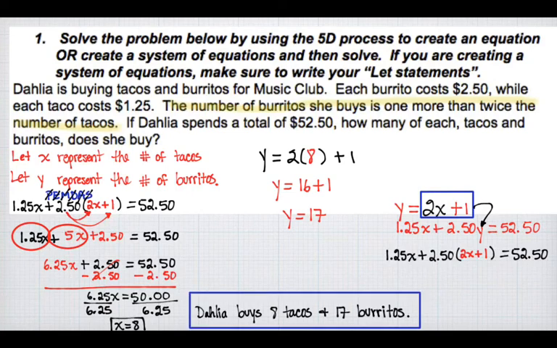And there it is. This is how I solved using a system of equations. My system of equations is right here, y equals 2x plus 1, and 1.25x plus 2.50y equals 52.50. This is my system because it's 2 equations or more. And I used the substitution method to figure out the value of x. Then I plugged in the value of x right here, and I got the value of y, which means I got the number of tacos and I got the number of burritos.